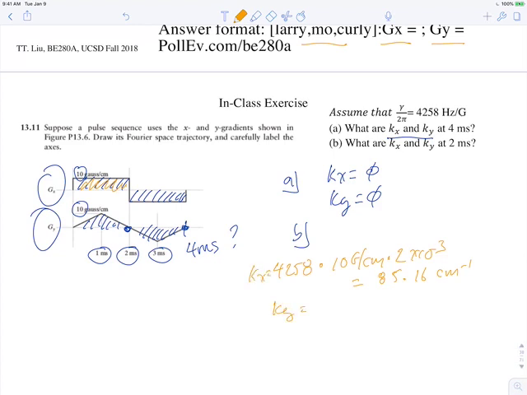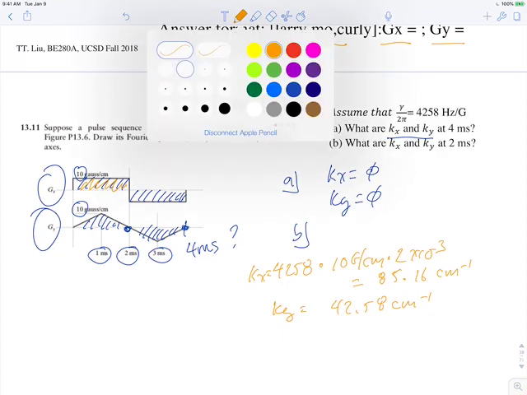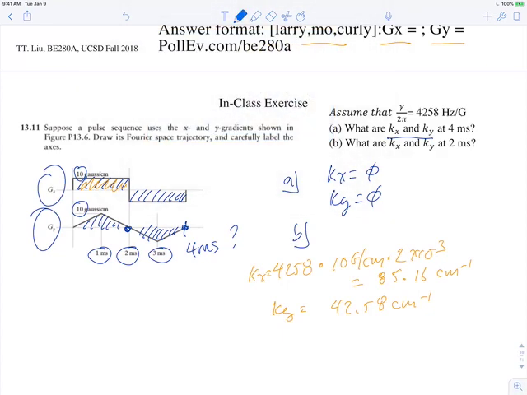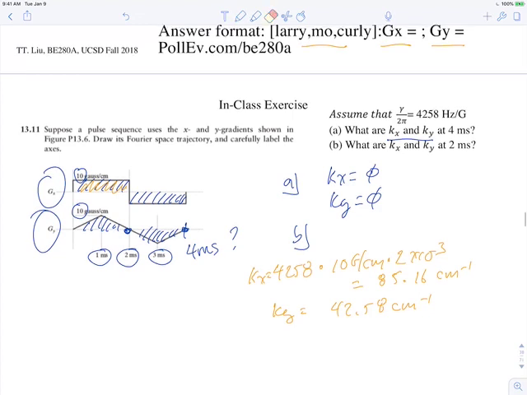And then ky is just going to be half of that, because it's half the area. So that's like 42.58. That's fairly straightforward. Now, the problem asks you to plot where you are in k-space, so let's do that together. Is everyone okay if I erase this part? I'm going to erase. It's on the video, so you can always look at it later.